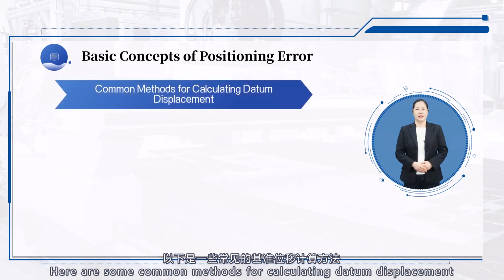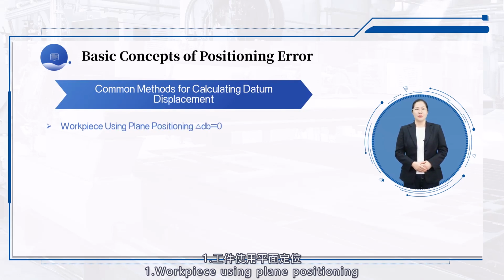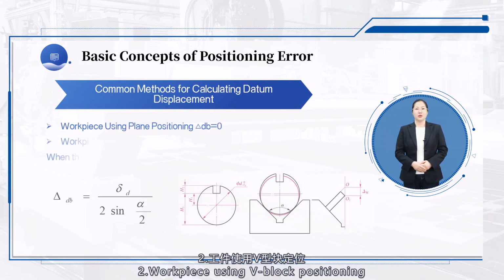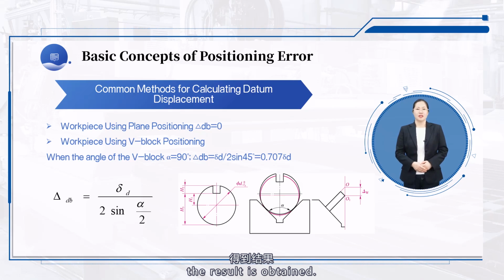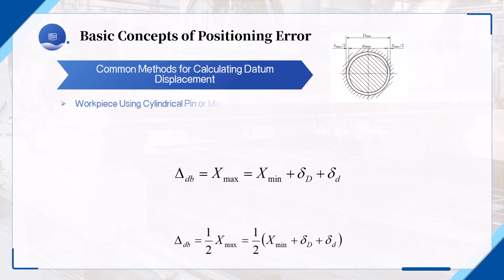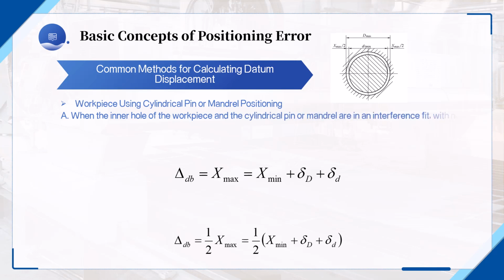Here are some common methods for calculating datum displacement. 1. Workpiece using plane positioning, ΔY equals 0. 2. Workpiece using V-block positioning. When the angle of the V-block alpha equals 90 degrees, the result is obtained. 3. Workpiece using cylindrical pin or mandrel positioning. A. When the inner hole of the workpiece and the cylindrical pin or mandrel are in an interference fit with no clearance, the datum displacement error ΔY equals 0.